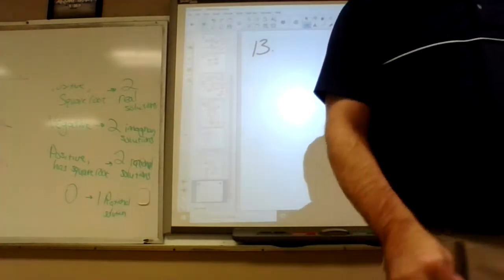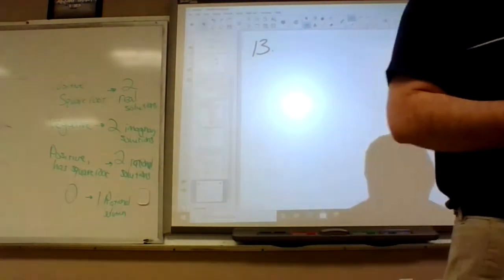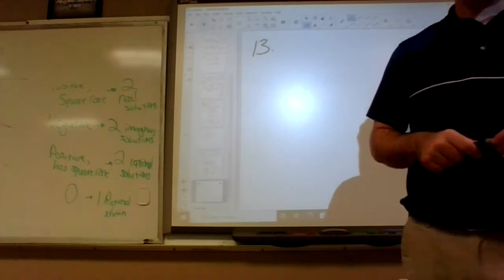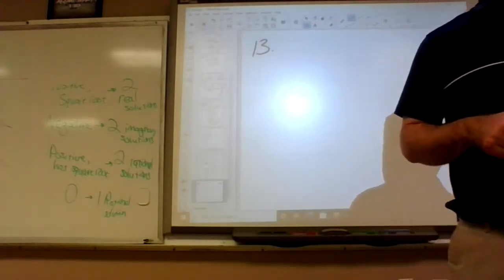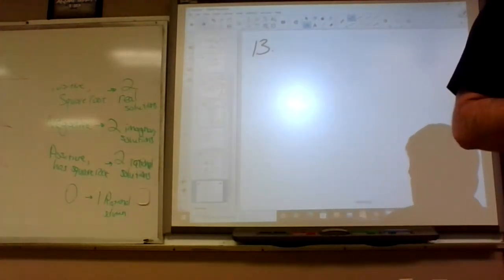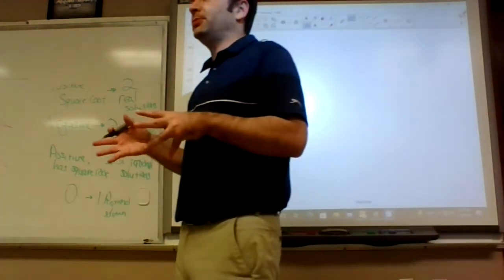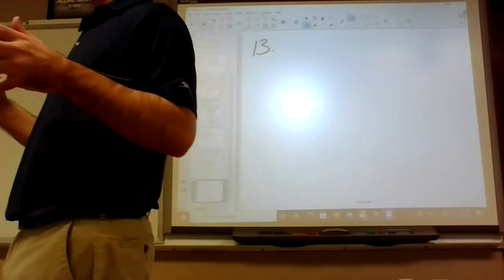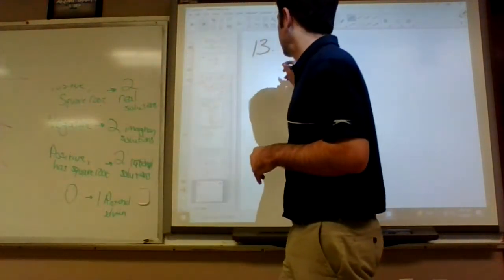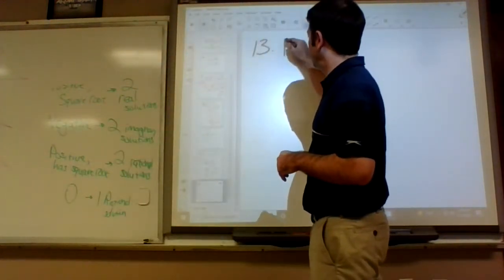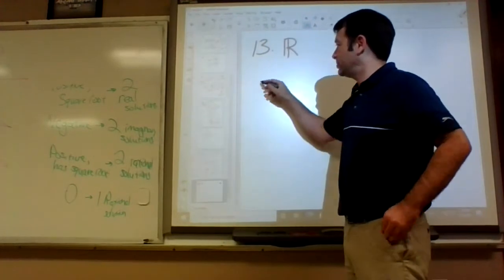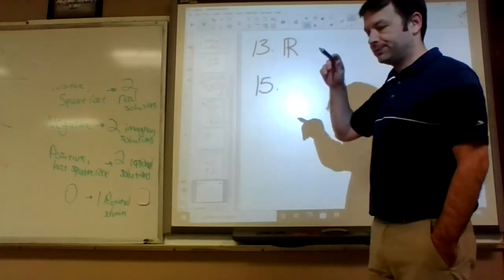When no domain is stated for a function, what is the assumed domain? Everything. Okay, if they don't tell us what x equals, then it can be anything. All real numbers. So you can write the phrase all real numbers, or you can use the fancy R.